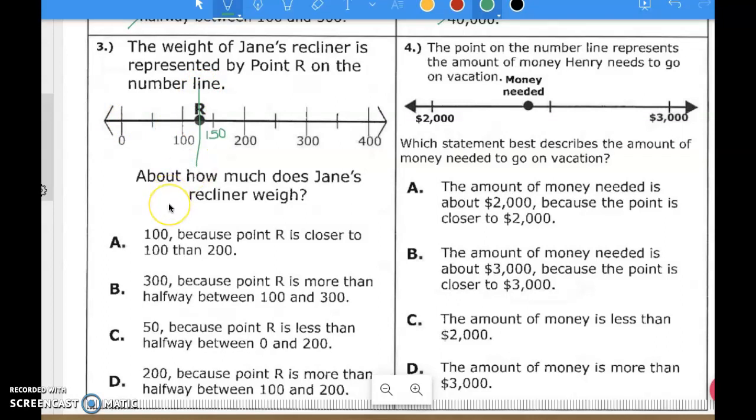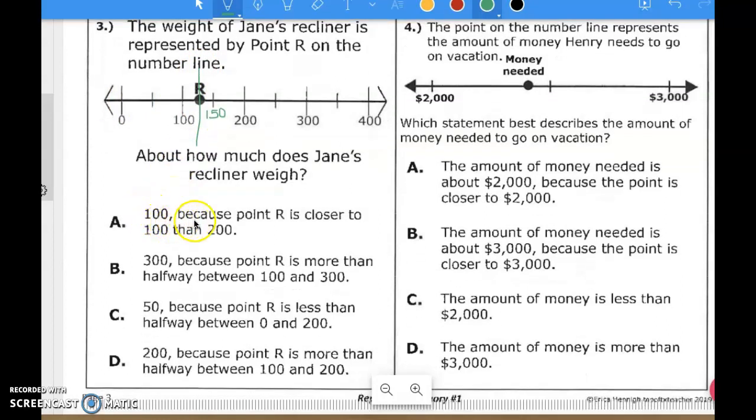Okay, let's see. 100, because point R is closer to 100 than 200. And this is actually true. Let's read the other ones. 300, no, that's all the way over there. 50, no, that's not enough. These two are totally wrong. 200, because point R is more than halfway. Is it more than halfway? That's not correct. This was the distractor, so this is my right answer.